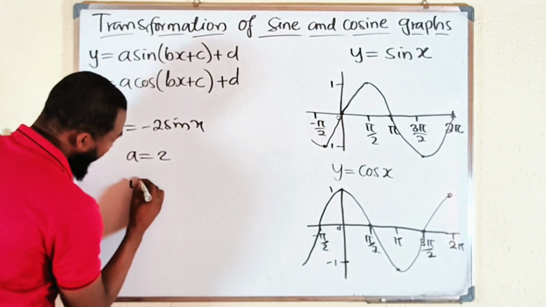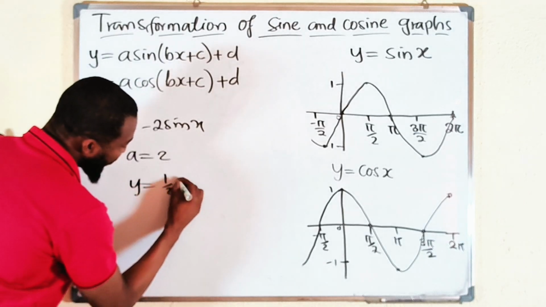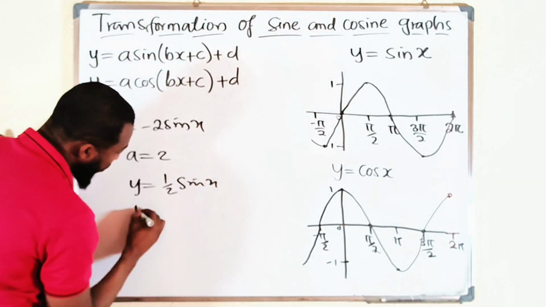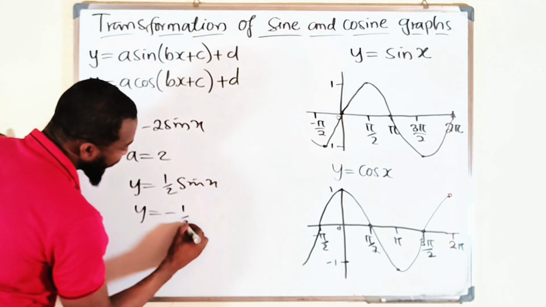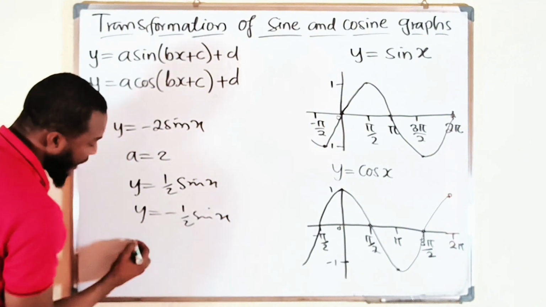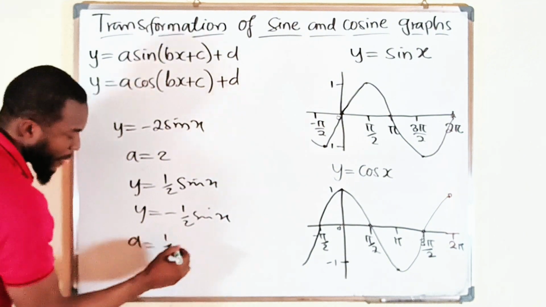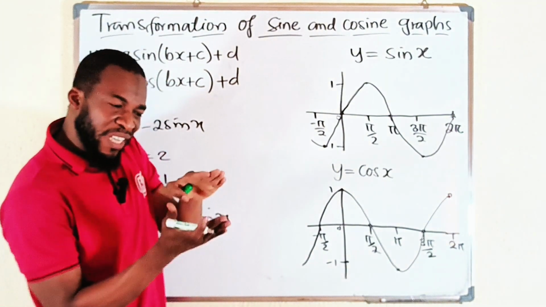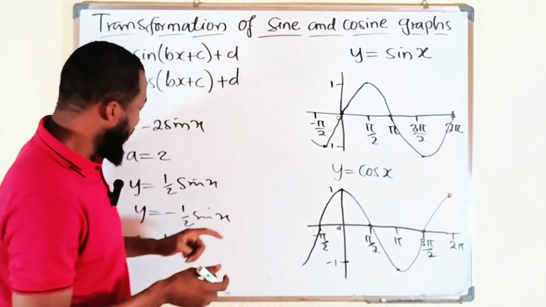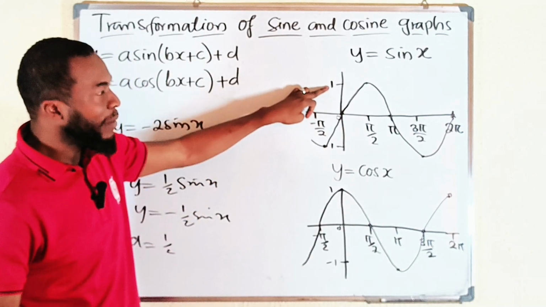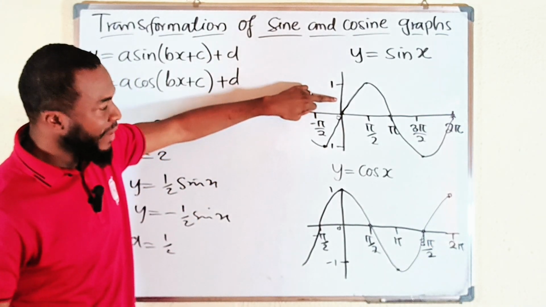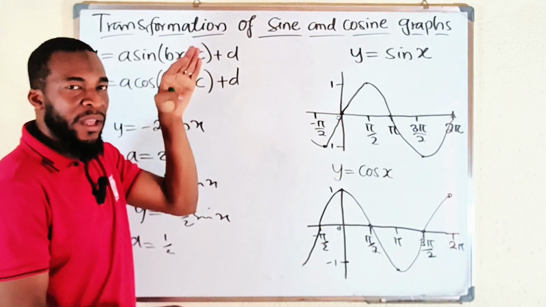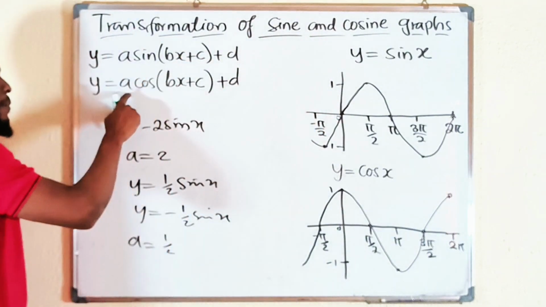But if the absolute value of that number is from 0 to 1, for instance, if I have either y equals 1 over 2 sine x or y equals -1 over 2 sine x, you see a is the same thing, 1 over 2. It is going to what? Shrink the graph vertically, because if you take 1 over 2 and multiply by this, it will reach only up to this level, right? It will shrink the graph vertically. So this is about a.